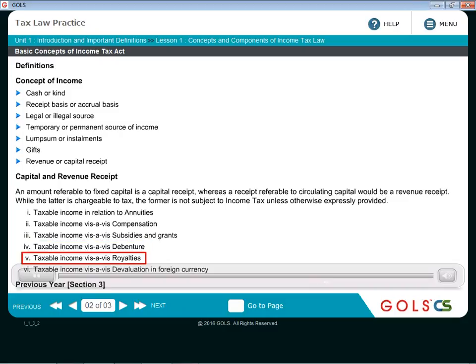Next is taxable income vis-a-vis royalties. Whenever a person gets income in the form of royalty, such amount should be considered as taxable, because the royalty may be in connection with a book or in connection with a certain intangible asset. And lastly, taxable income vis-a-vis devaluation in foreign currency. In certain cases there are fluctuations in foreign currency, and therefore the price changes. Such devaluation in foreign currency would be adjusted against profit and loss expenses and would not be considered while computing the income of the person.